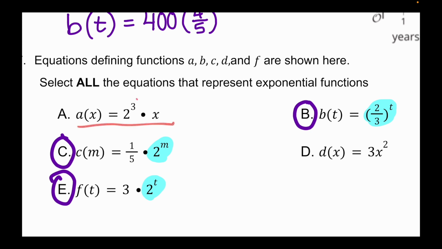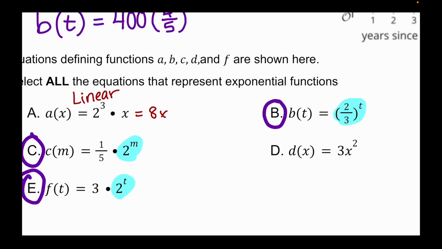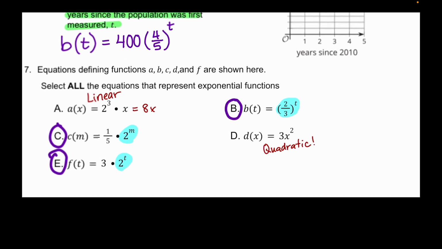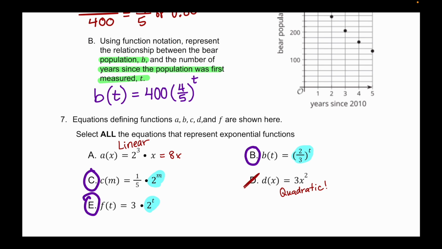This one includes an exponent, but I can just solve that and get an actual number. That actually gives me 8, and then this would just become 8x. So this one here would end up being linear. I'm going to write linear by this one, because this is 8x. And then for D, I see an x squared in there. This is quadratic. So A and D do not work because those are linear and quadratic.